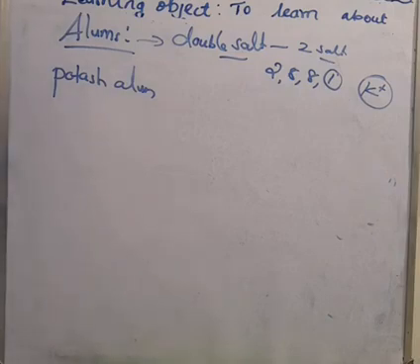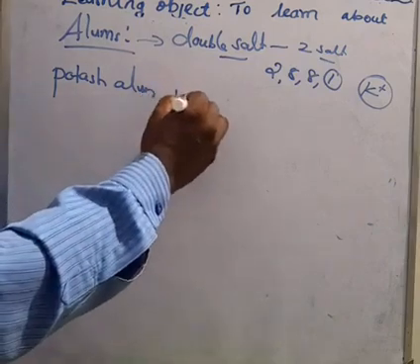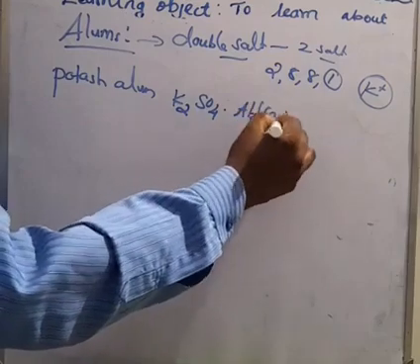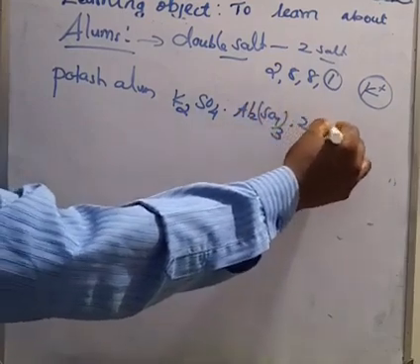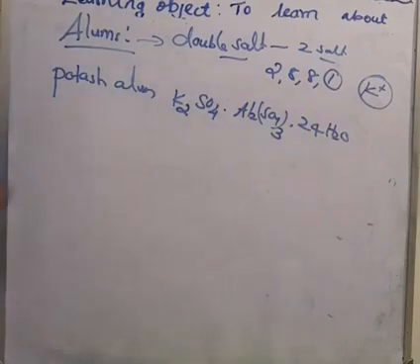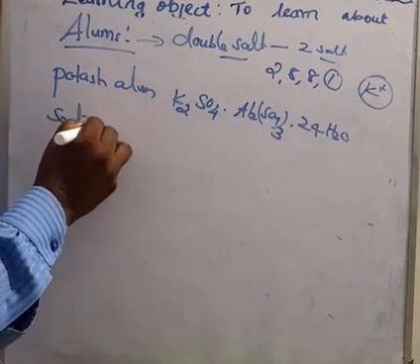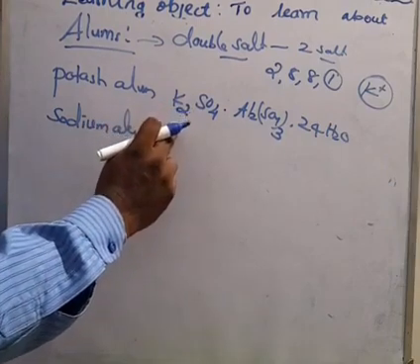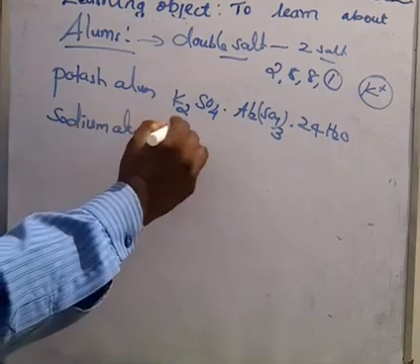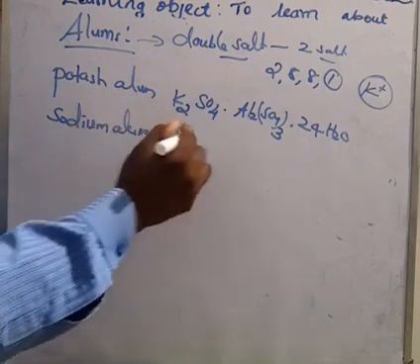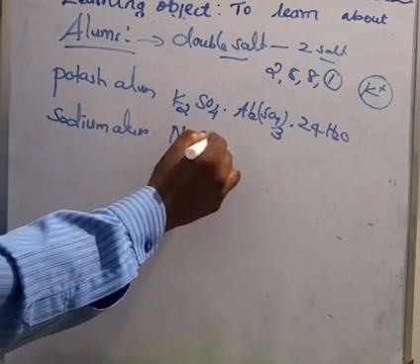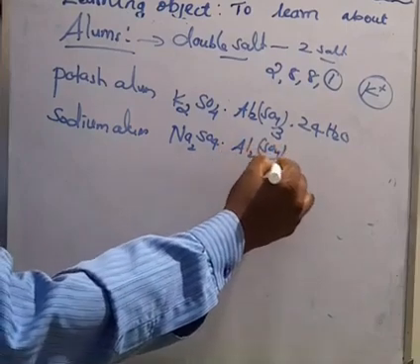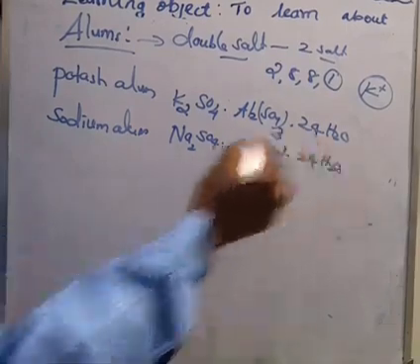Potash alum, what is the formula? K2SO4.Al2(SO4)3.24H2O. Next, sodium alum. For example, here we are using potassium, so the potash element. Suppose you replace it by sodium, we get sodium alum. So how will you write sodium alum? Na2SO4.Al2(SO4)3.24H2O. This is the sodium alum.